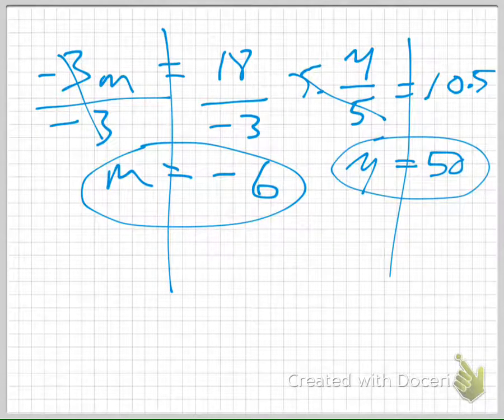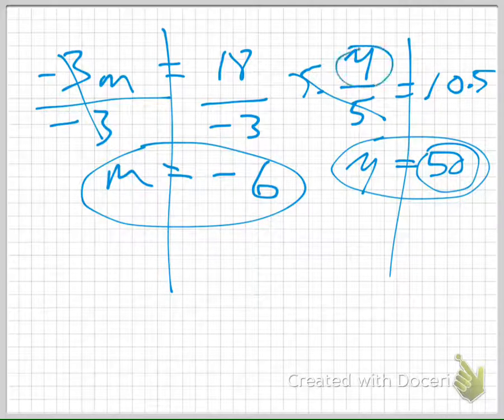And if you really want to look at this really quick and go, okay, did I do it right? Just plug in 50 for y. Is 50 divided by 5 10? Yes. So you did it right. Again, how long should that take you? 2 seconds, right? You're just looking back and going, oh, right, that makes sense. Those are one-step equations. We did that in chapter 1.